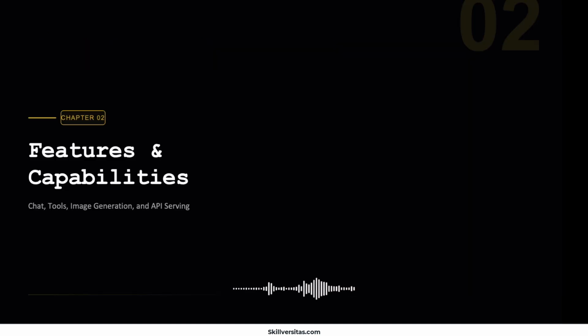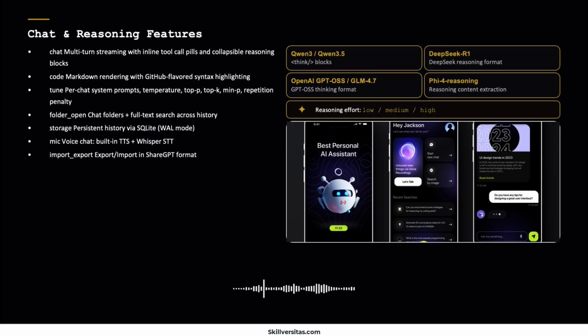All right, let me show you what you can actually do with this app. First, chat and reasoning. You get multi-turn streaming, inline tool calls that look like little pills you can click, and collapsible reasoning blocks. Markdown rendering with GitHub-style syntax highlighting. You can set system prompts per chat, adjust temperature, top P, top K, min P, repetition penalty, all the knobs you'd expect. You can organize your chats into folders and search through your entire history.